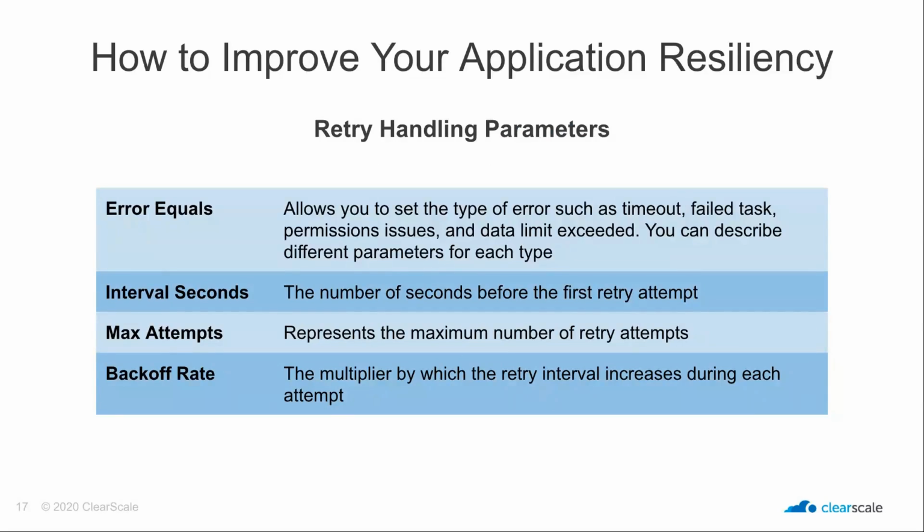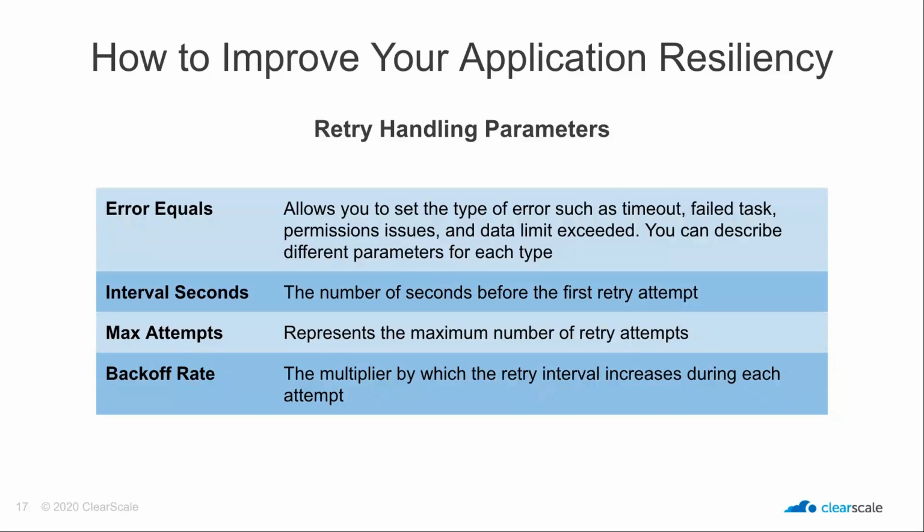So this allows you to set the type of error, such as timeout, failed task, or permissions issues. Essentially, you can describe different parameters for each type of error you have, such as failed task or a timeout. The parameters that you can describe in those are the interval seconds, which is the number of seconds before the first retry attempt, max attempts, which represents the maximum number of retry attempts, and the backoff rate.